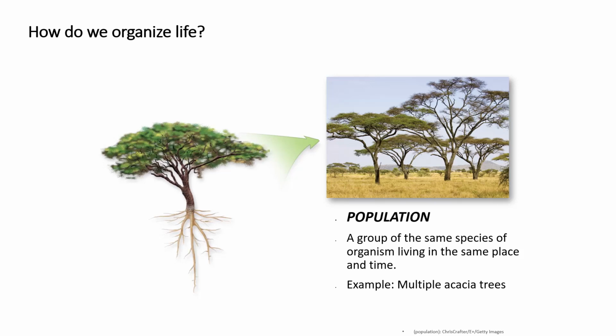to the population. A population is a group of the same species of organism living in the same place and time. So an example would be multiple acacia trees. Here you can see the acacia trees clumped together. We can also see a population of people. So if we have a particular city and we want to know the population of it, we count how many people are in that city. If we want to know the population of koala in a particular part of Australia, we can count all of the koala in that area. So we're talking about the number of the same species that are living in a particular area.